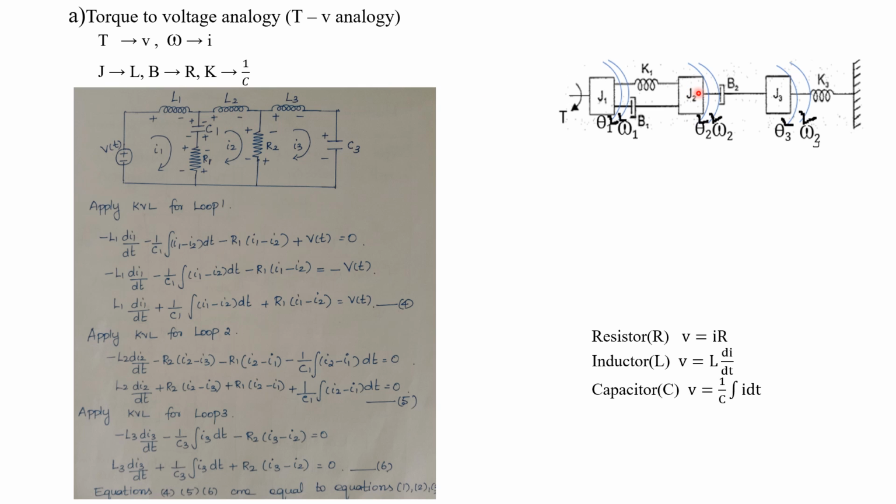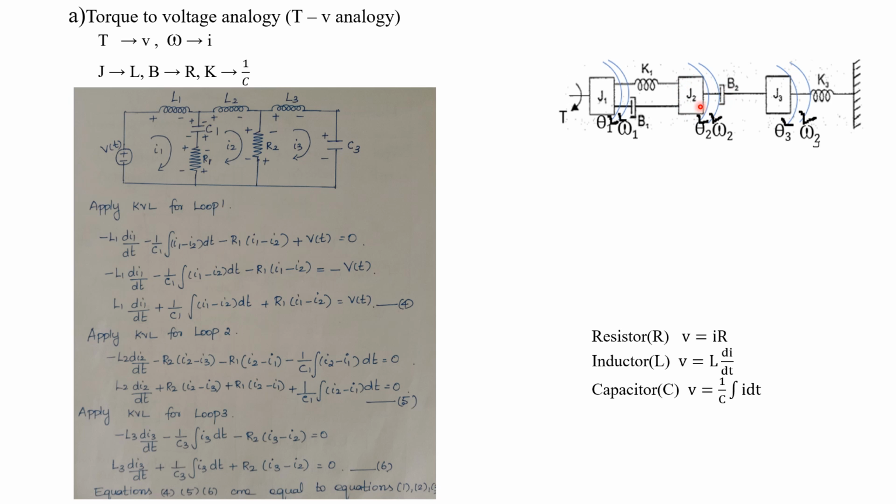Now what are the opposing torques? Its own opposing torque, that is due to J2. J corresponds to L. So here you have to draw this L2. So this is only for loop 2. The next, none of the element is connected only to this J2. The remaining are connected between the J2 mass as well as other masses.